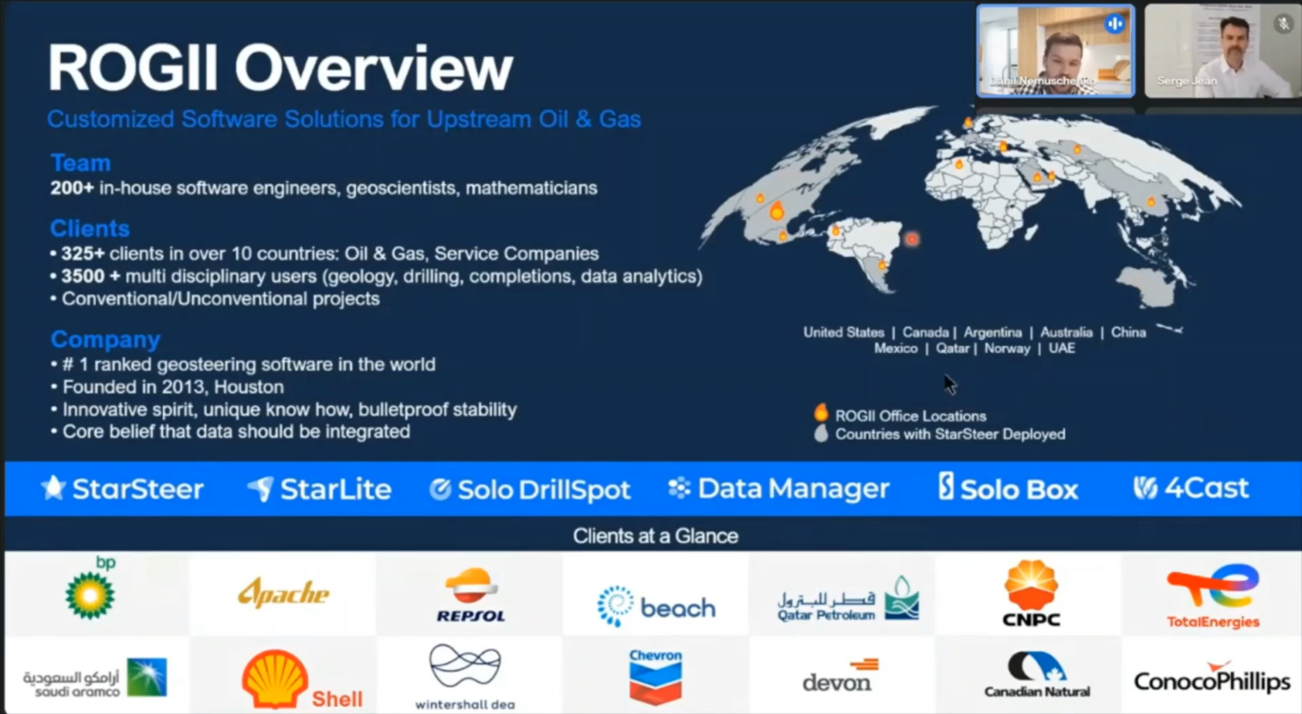Nowadays we are present in more than 10 countries in the world. It's Canada, North America, Mexico, Argentina, Colombia, Norway, Germany, Middle East, China, Kazakhstan. And the goal of our company is to simplify the process of geosteering workflow.